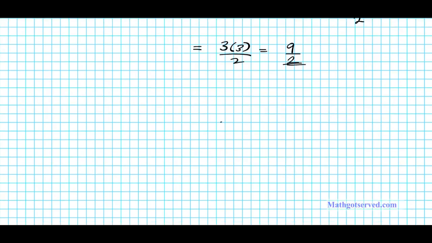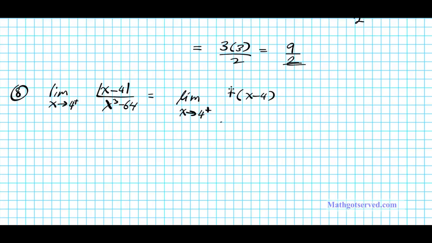All right, let's take a look at question number 8. We are to find the limit as x approaches 4 from the right of the absolute value of x minus 4 over x to the third minus 64. Since we're coming from the right, the absolute value becomes positive x minus 4. If we use the difference of cubes formula to factor the denominator, the cube root of 64 is 4, since 4 to the third is 64. So we have x minus 4 times x squared plus 4x plus 16.